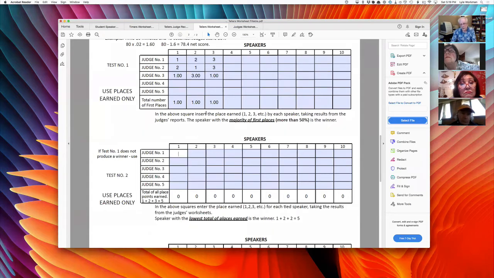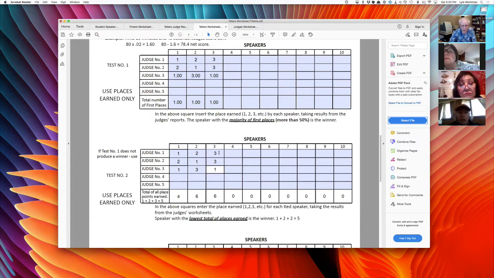What happens is for each person that is tied, in this case a three-way tie, you enter all of the scores from up here. So it'd be 1, 2, and 1. And then it would be 2, 1, 3. Oops. And here would be 3, 3.